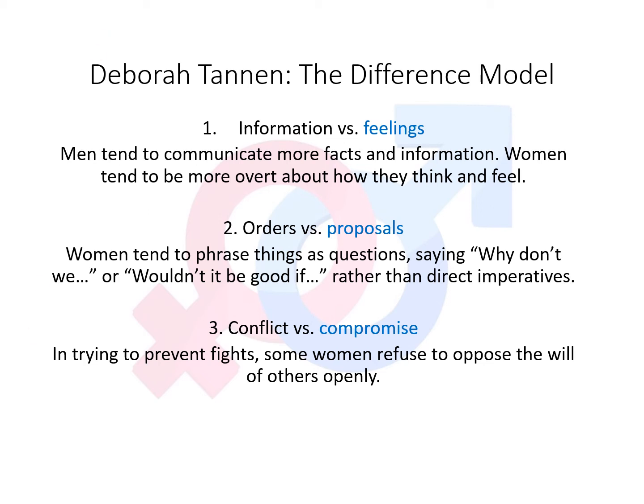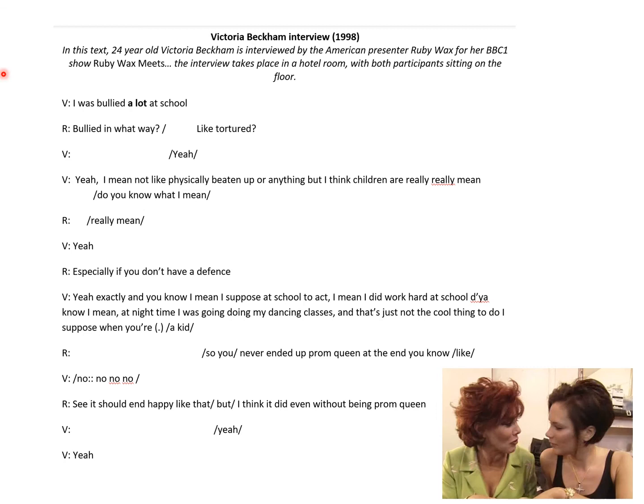To finish, I've just picked 2 random transcripts that I've used in the past with my own classes to show where we might apply these theories. So let me now just quickly read the transcript on the screen. Doesn't matter if you know who these people are or not, but as always, as I read, just consider the genre, mode and audience alongside the use of language. So this is a Victoria Beckham interview from 1998. In this text, 24-year-old Victoria Beckham is interviewed by the American presenter Ruby Wax for her BBC One show Ruby Wax Meets. The interview takes place in a hotel room with both participants sitting on the floor.